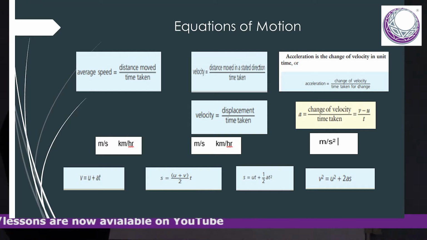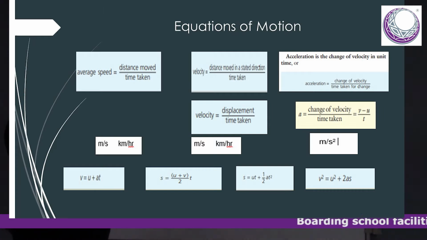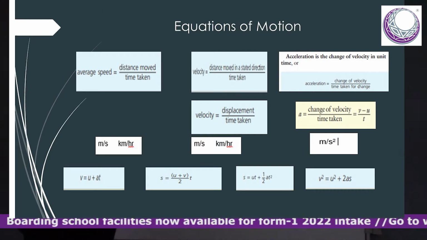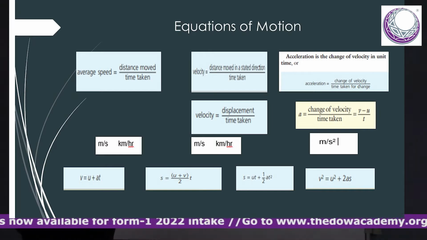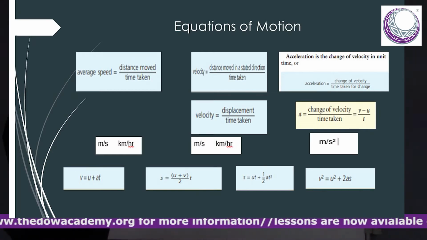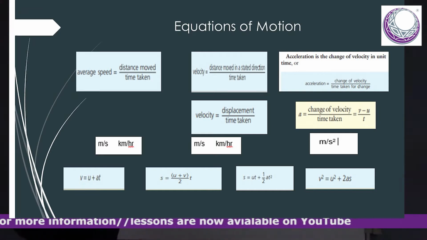And we are now using these symbols which we need to talk about. V minus u over t. What is V there? V is your final speed or your final velocity. U is the initial, the starting speed. And T is the time taken, which is mostly in seconds.